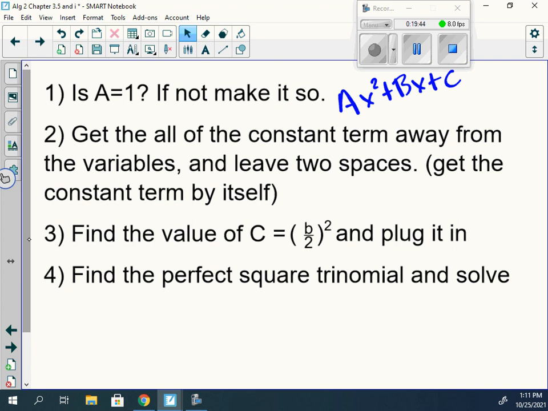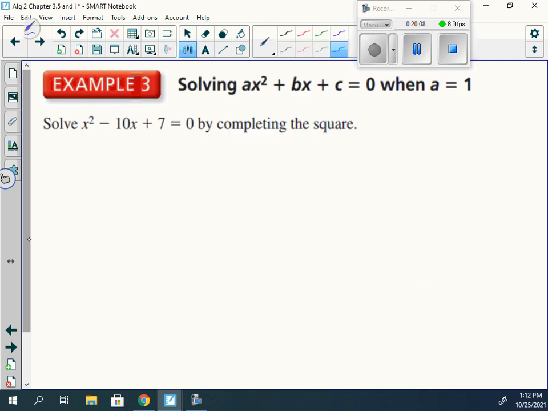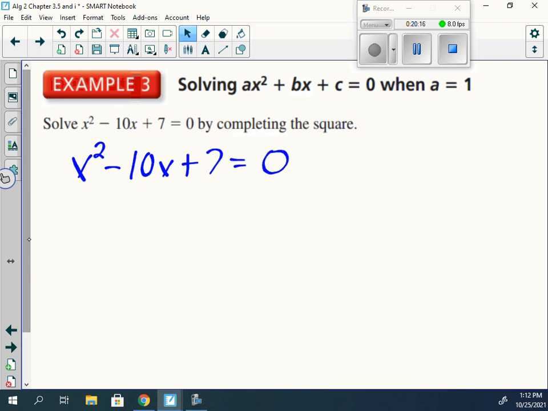The second step, get all the constant terms away from the variables and leave 2 spaces. Get the constant terms by themselves. So we want the terms with x squared and x to be on one side of the equation and everything else on the other. The third step, find the value of c is equal to b over 2 squared and plug it in. And lastly, find the perfect square trinomial and solve. We're going to do 2 of these here today, and we'll work more with this again tomorrow.